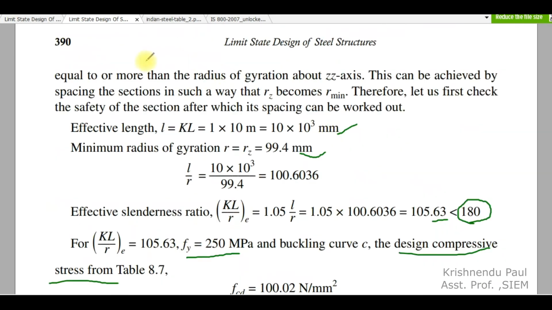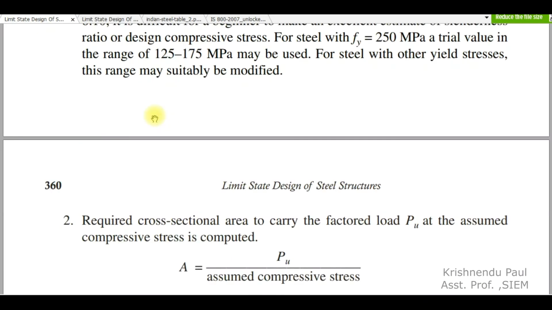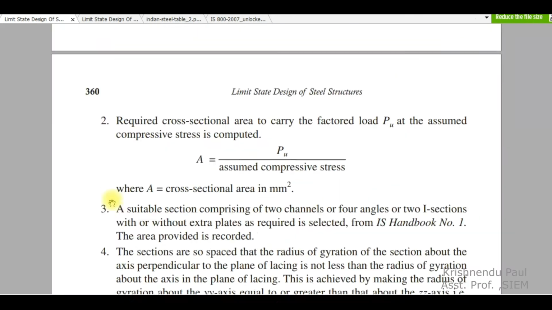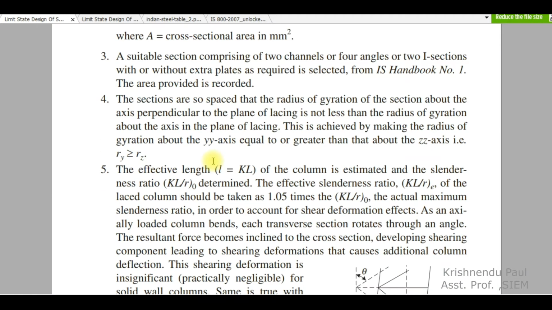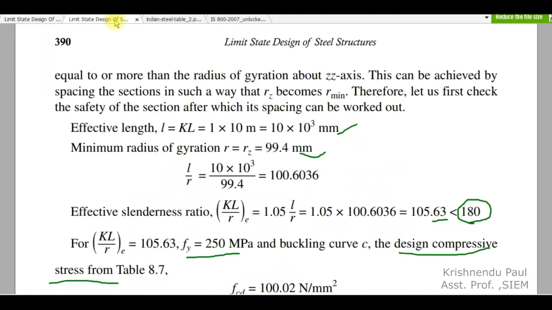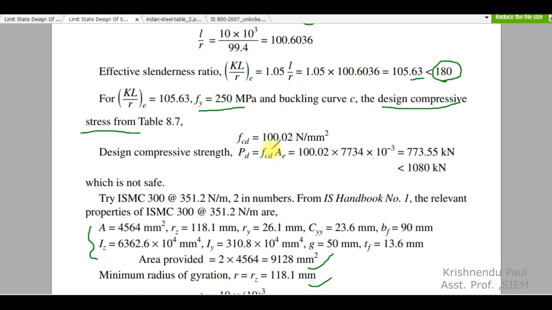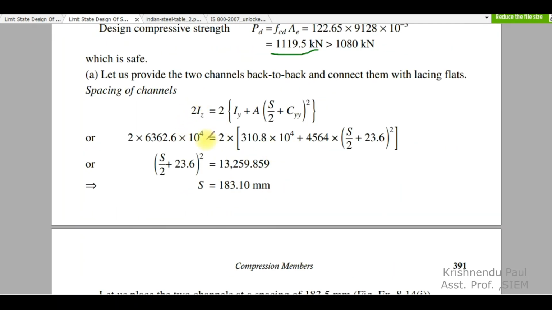Now the next step is, let us go to the design steps. As you can see, we have found this area, and now we have to place these two channel sections and find the spacing for this placement. We have to place these two channel sections in such a way that this ry becomes at least equal to rz. That means Iy will be at least equal to Iz. Iz is equal to, so there are two channel sections, that's why it is 2.